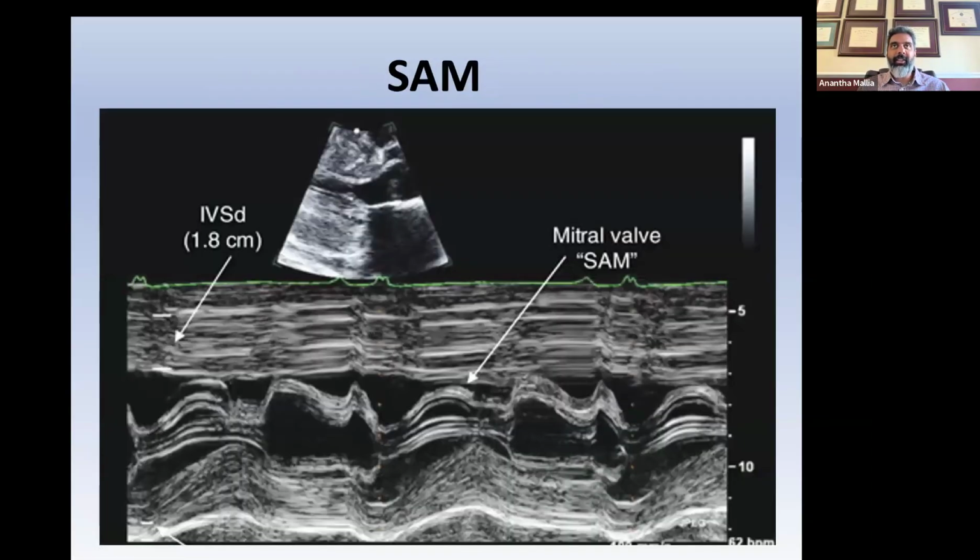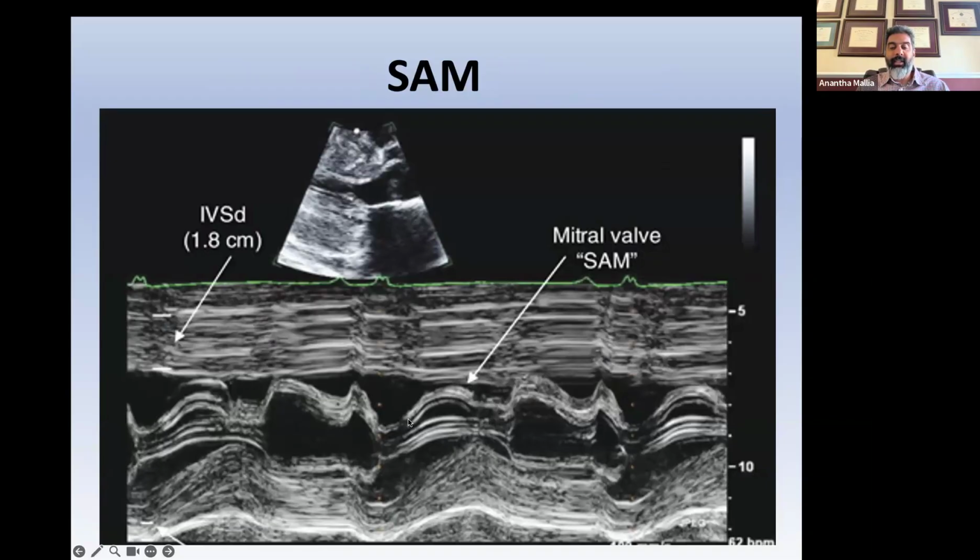Now, when you have systolic anterior motion, it's going to look like this. So this is when the mitral valve is open, and this is when it's closed, but then you can see this being systole, this valve now is being lifted up. The anterior leaflet in particular is being lifted up into the LVOT. And that is systolic anterior motion of the mitral valve, or SAM.